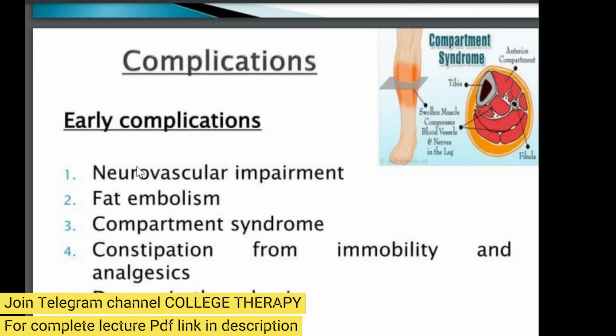Complications during traction. Early complications: neurovascular impairment, fat embolism. Embolism you can study. If you don't understand any term, search on Google individually and understand the particular word, like embolism, thrombosis, constipation, compartment syndrome. Early complications: embolism, compartment syndrome, constipation from immobility and analgesic, deep vein thrombosis.